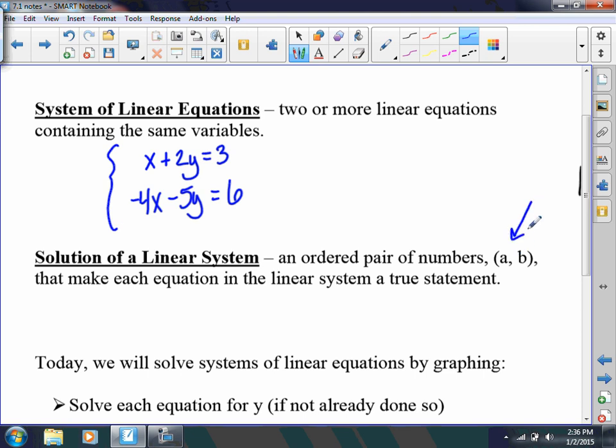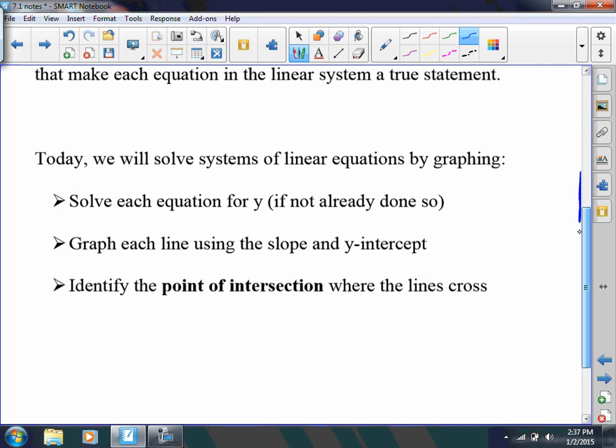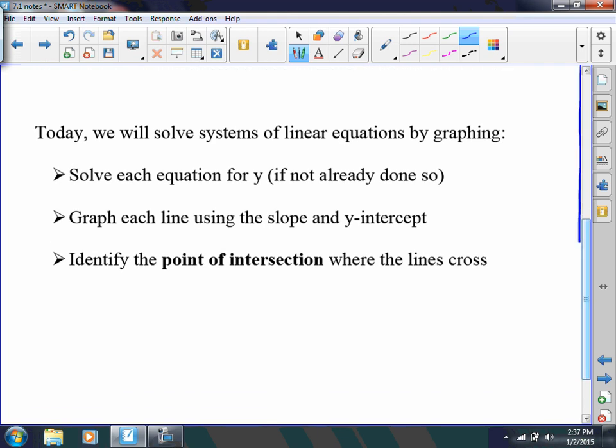A solution of a linear system is the ordered pair that makes each equation in the linear system a true statement. That means when I take this ordered pair, this (a, b) or (x, y), whatever you want to call it, and I plug it back into the first equation and the second equation, I'll get a true statement for both of them.